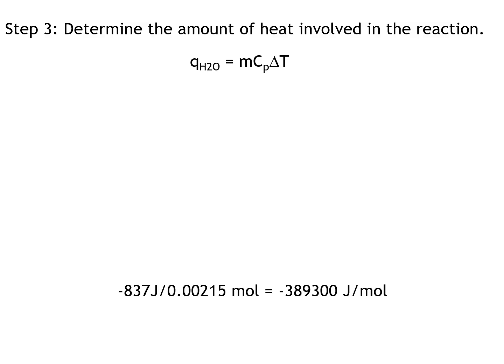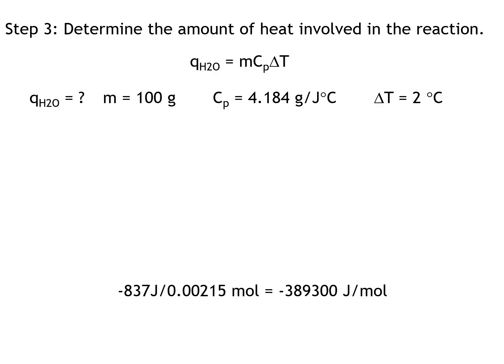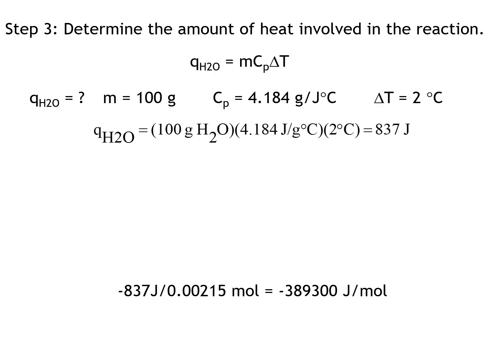So we're going to use Q equals mCpΔT. Make sure we use all the values for water. So we write them down again, just to make sure they're all in one place. Plug them into the equation, and we calculate that there should be 837 joules involved if that water is going to warm up by 2 degrees C. So that means that the amount of heat given off by the reaction is going to be a negative 837 joules. Remember, if you are losing heat, you're going to have that negative sign on there.